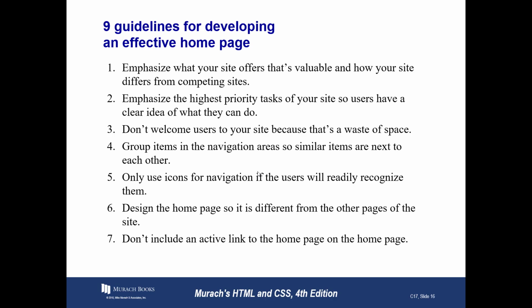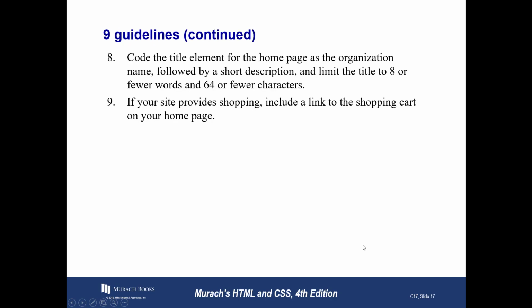Number 4, group items in the navigation areas so similar items are next to each other. Number 5, only use navigation icons if they're readily recognizable. Number 6, design the homepage so it's different from the other site pages. Number 7, do not include an active link to the homepage on the homepage. That's silly.